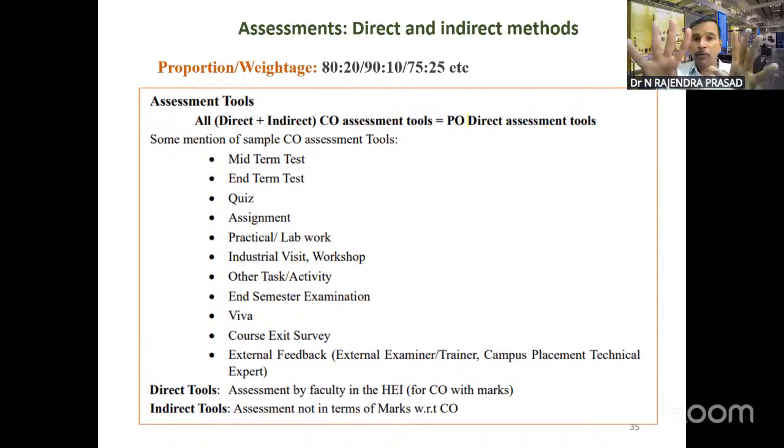This you cannot put by the course in charge. There should be a policy. OBE policy you should develop. In the OBE policy, what should be the weightage given for the direct assessment?